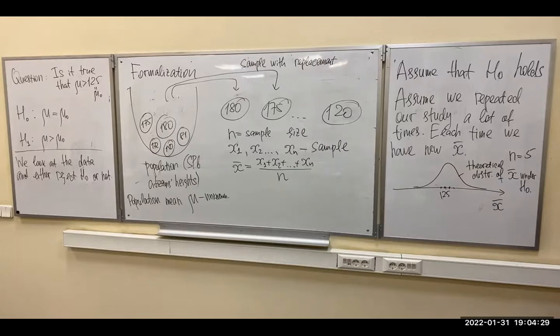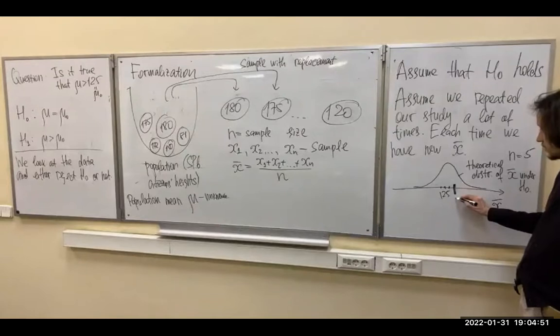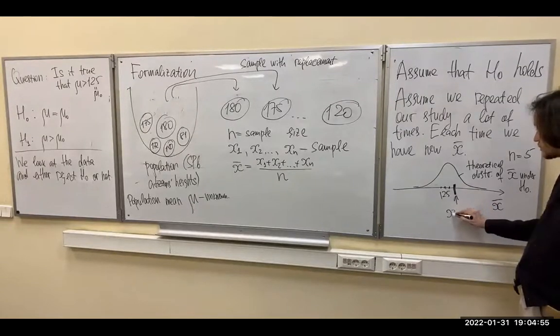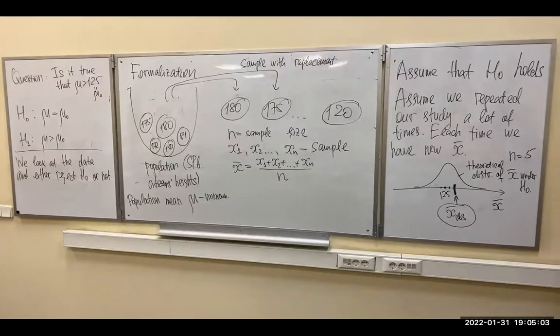What should I do next? Now we return to my real experiment, my real numbers. Assume that my real experiment gave me the sample mean somewhere here. Assume that this is X bar observed. This is the value that I actually observed in the experiment. What would you say if my point is here? Is it good evidence to reject the null hypothesis or not? Actually, if it is just one sample, maybe it isn't, because we should repeat. No, you can't repeat. You have money only to collect one sample.